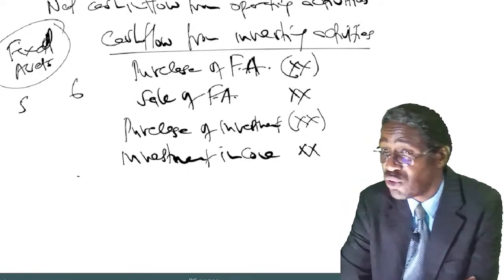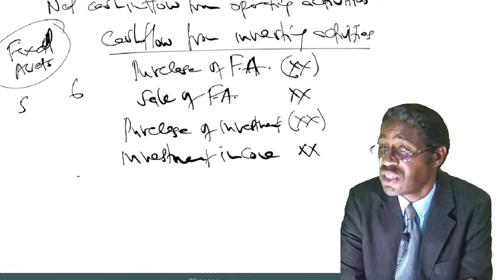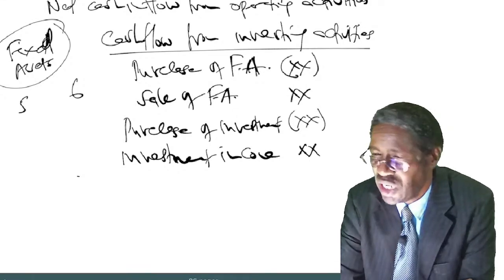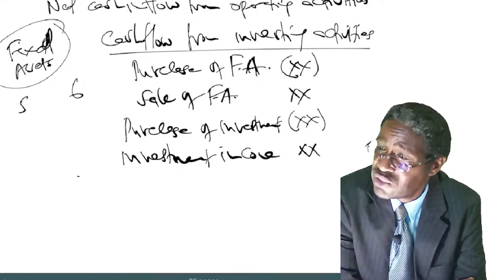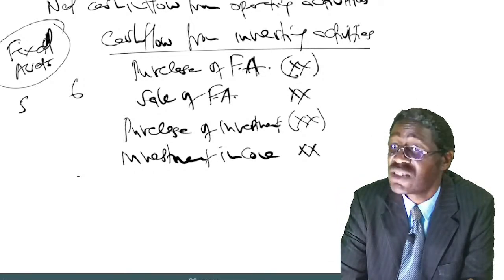When I was asking for the non-cash item, I saw somebody giving me investment income. And I was telling him that investment income is not a non-cash item. It is something you received.